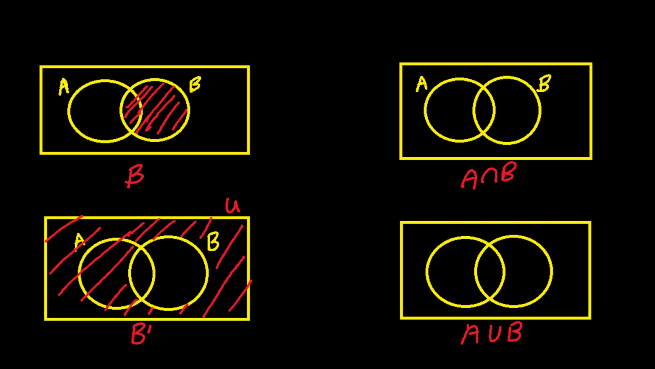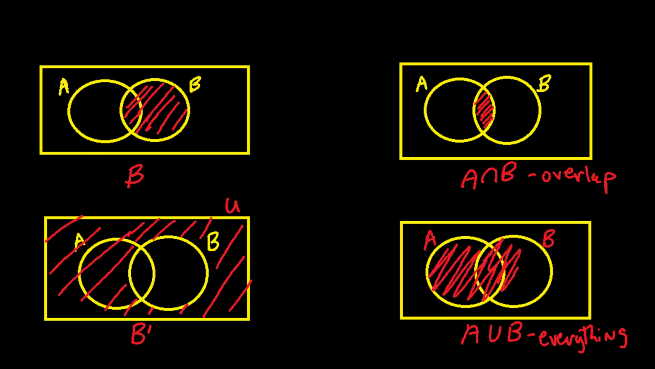The next one, we have A intersect B. That is the overlapping area between circles A and B. It's what they have in common, so it's right in here. For A union B, that means everything in A as well as everything in B. Everything in A plus everything in B. Let's move on to some more challenging ones.